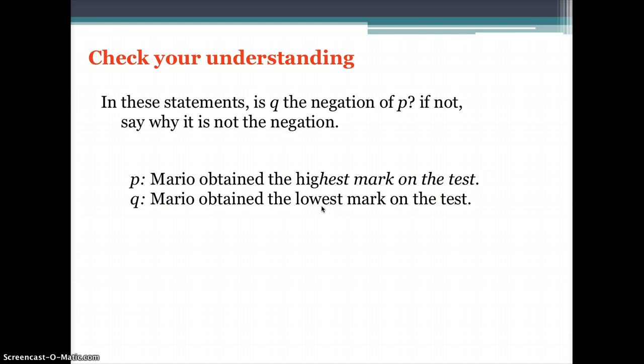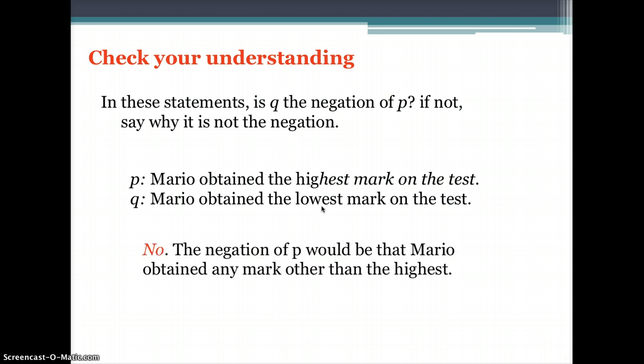Is it the negation of P? Okay, think, have an answer inside your head. Okay. Is it yes or no? And then if it's no, you have to have a reason. Okay. The answer is no. The negation of P would be that Mario obtained any mark other than highest. So he could have an average mark.